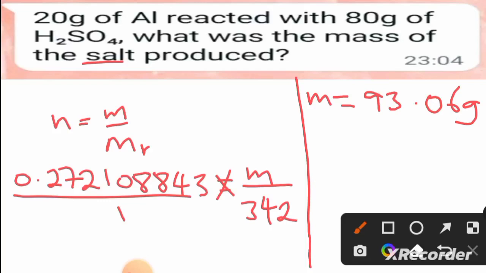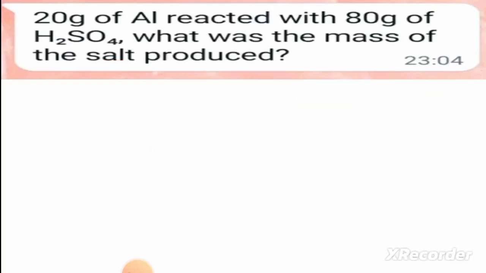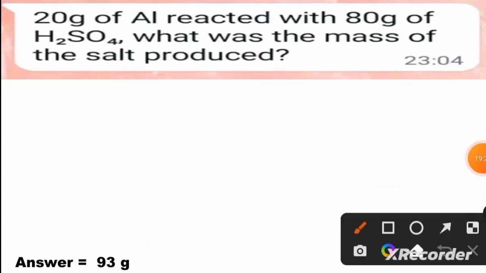So this is the mass of the salt produced. Therefore, here is our answer, as we can see. Just in case you are unable to see, here is our answer, which is the mass of the salt produced.